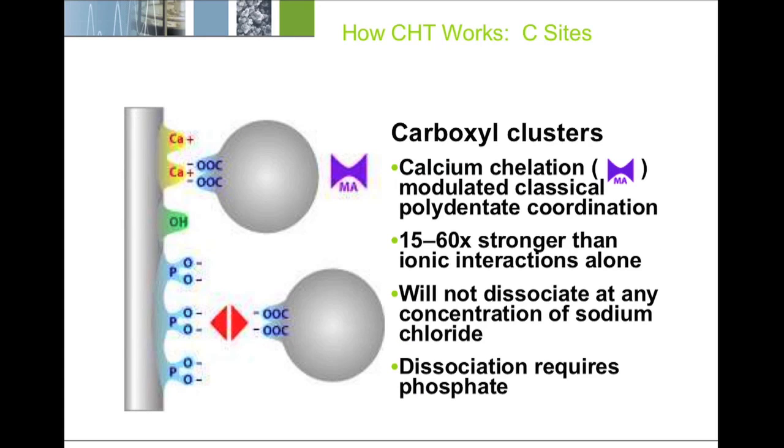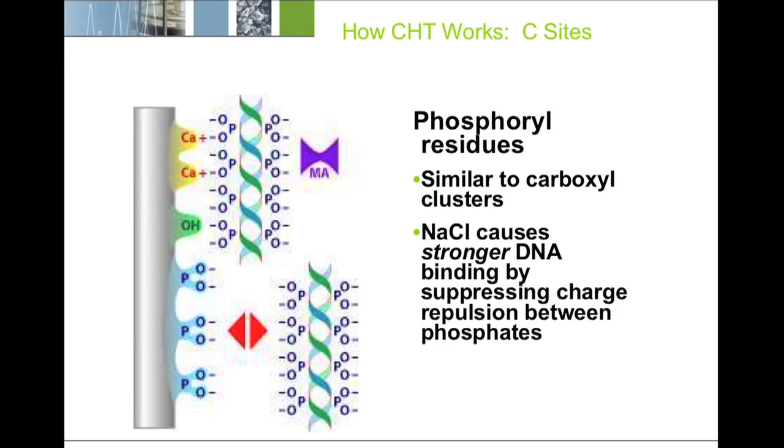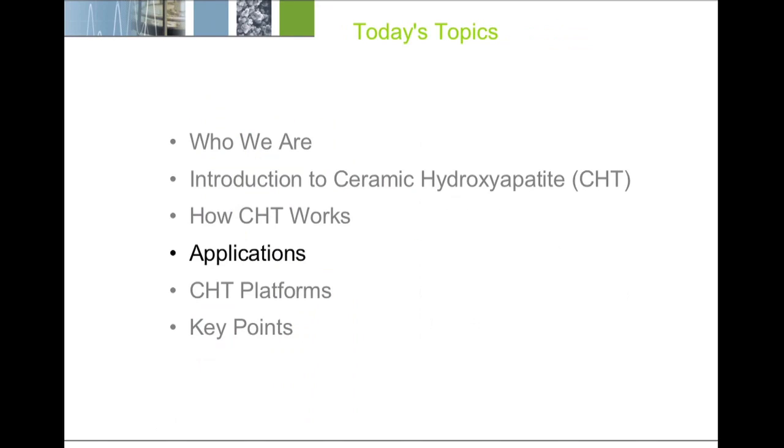The C sites, by contrast, work via classical metal chelation chromatography. They are much stronger than ionic interactions and will not dissociate with sodium chloride, requiring instead phosphate for the dissociation. Finally, highly phosphorylated compounds such as DNA, endotoxin, or retroviruses interact very strongly with the calcium sites. Sodium chloride causes stronger binding of these molecules to the surface by decreasing the charge-charge repulsion between phosphates.